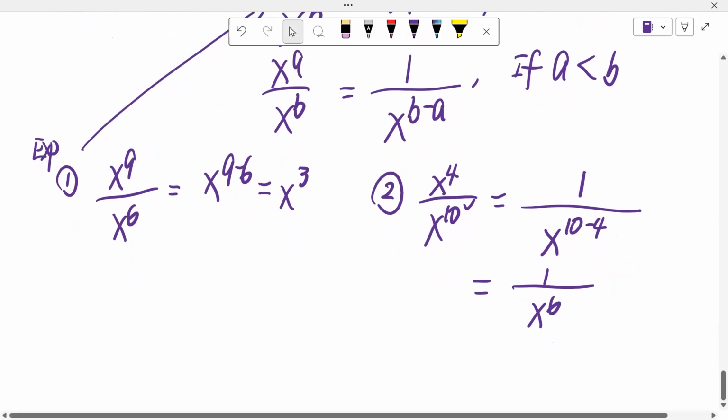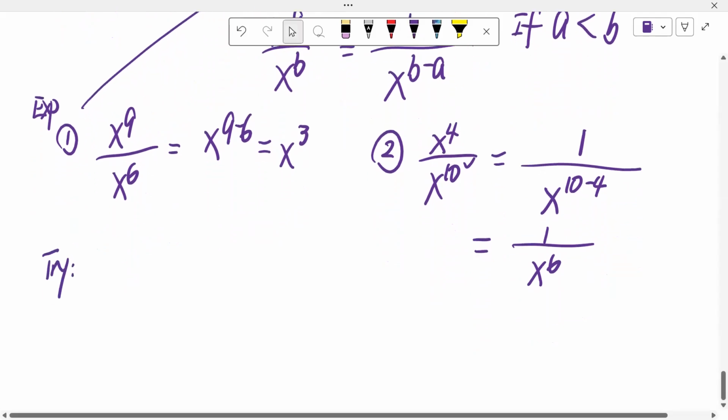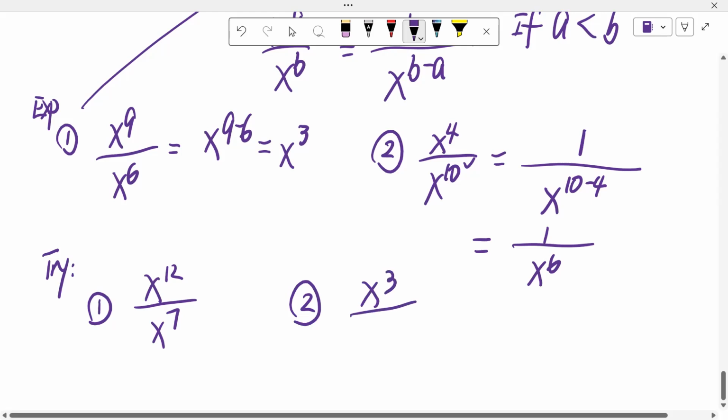So you guys try this really quickly. Let's say something like x to the 12 over x to the 7. Secondly, you get x to the 3 over x to the 13.